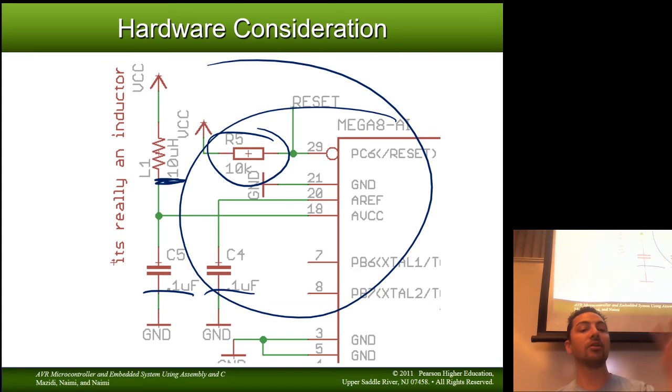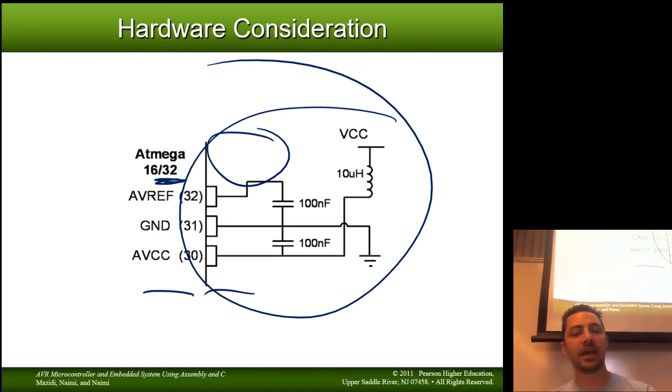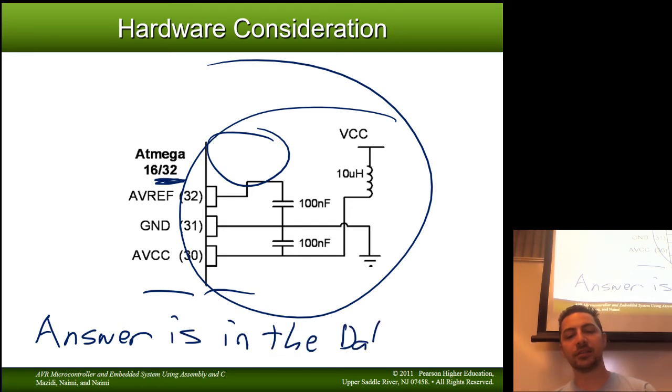But the question was, how do you know what values to use? Here I used a 10 microhenry inductor. The answer is in the data sheet. Okay? Somebody designed this processor, and they did a hell of a lot more testing on it than you are going to. They know. And they will tell you.